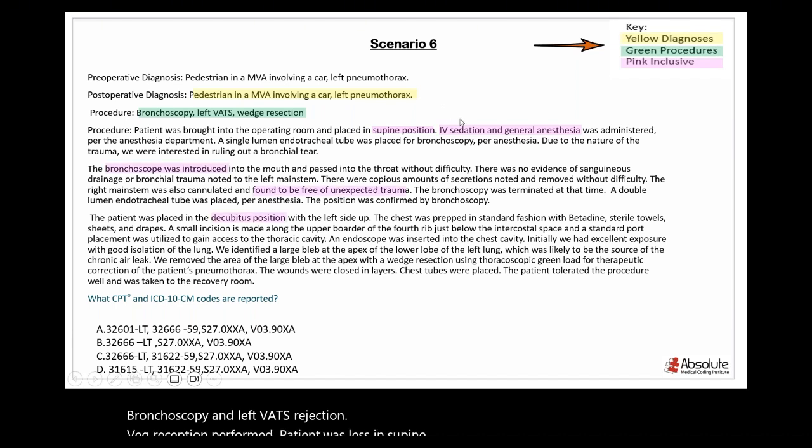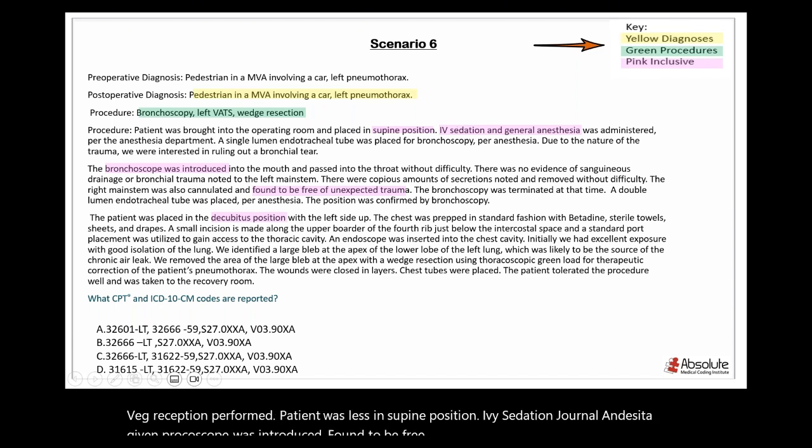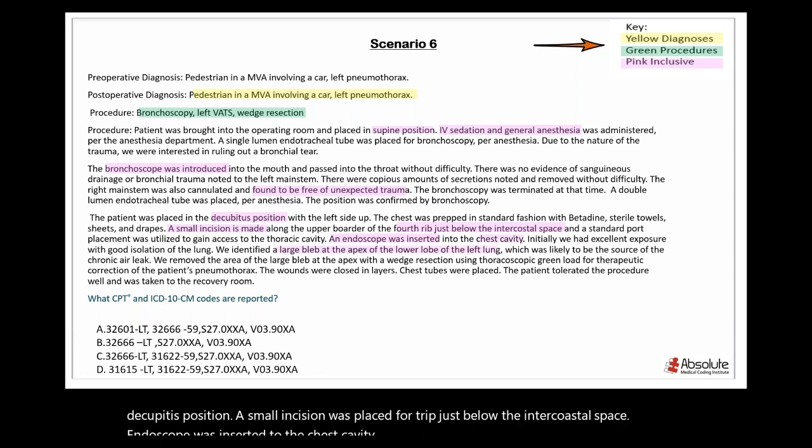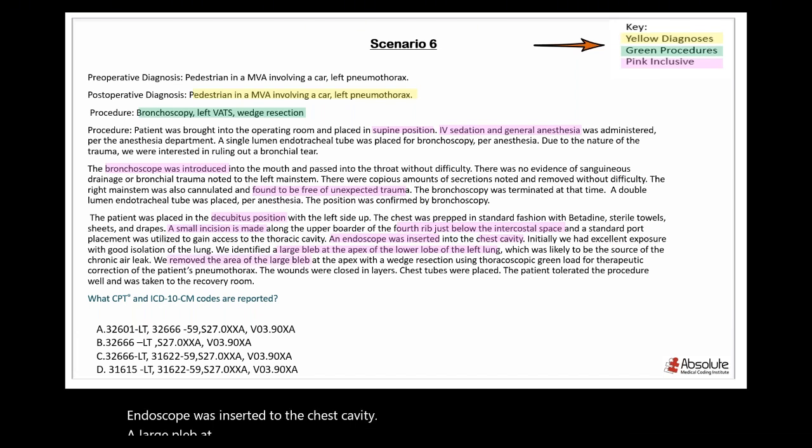IV sedation, general anesthesia given. Bronchoscope was introduced. Found to be free from unexpected trauma. Patient was then placed in a decubitus position. A small incision was placed, fourth rib just below the intercostal space. Endoscope was inserted to the chest cavity. A large bleb at the apex of the left lower lobe was found, and we removed the area of large bleb with wedge resection using a thoracoscopic green load.